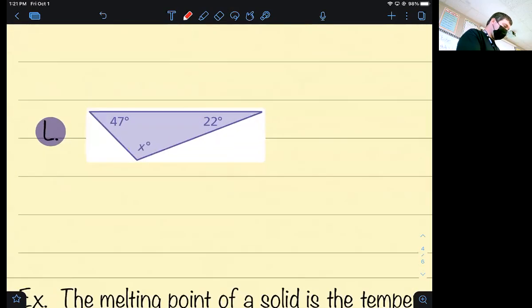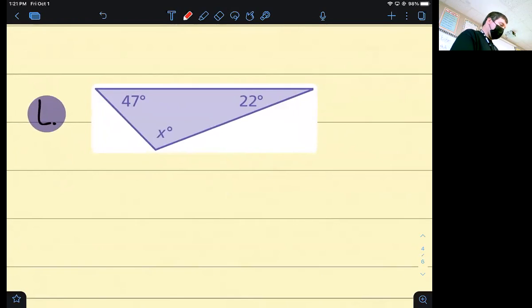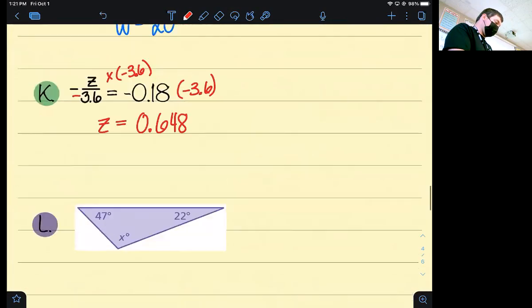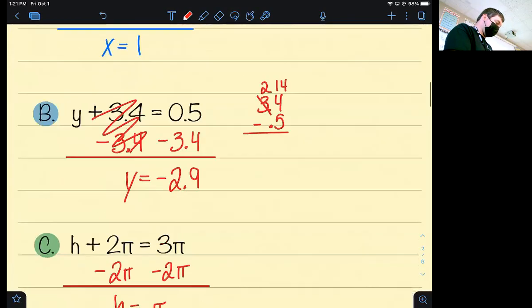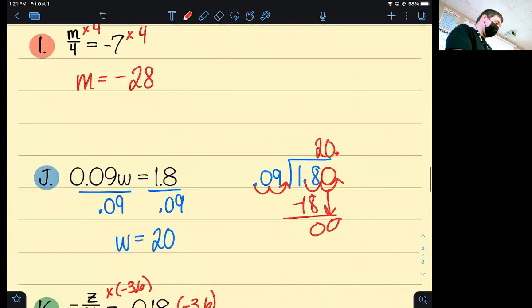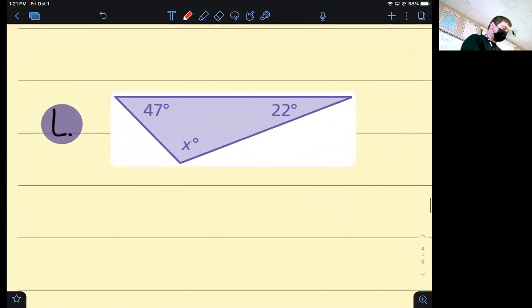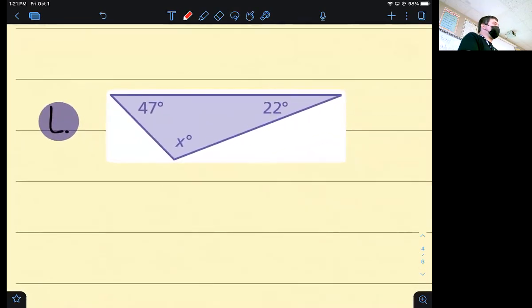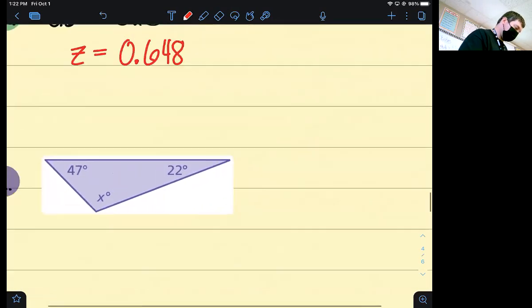Okay, let's look at another one here. Example L. It's just a triangle. It says 47 degrees for one of the angles, 22 degrees for another angle, and then x degrees for the last angle. And assuming we're still solving for x here, right? It said solve each equation. This one's not really an equation, but we could make an equation. If I made an equation for this shape, what would it say? Pardon? It'd be 47 plus 22 plus x equals 90.